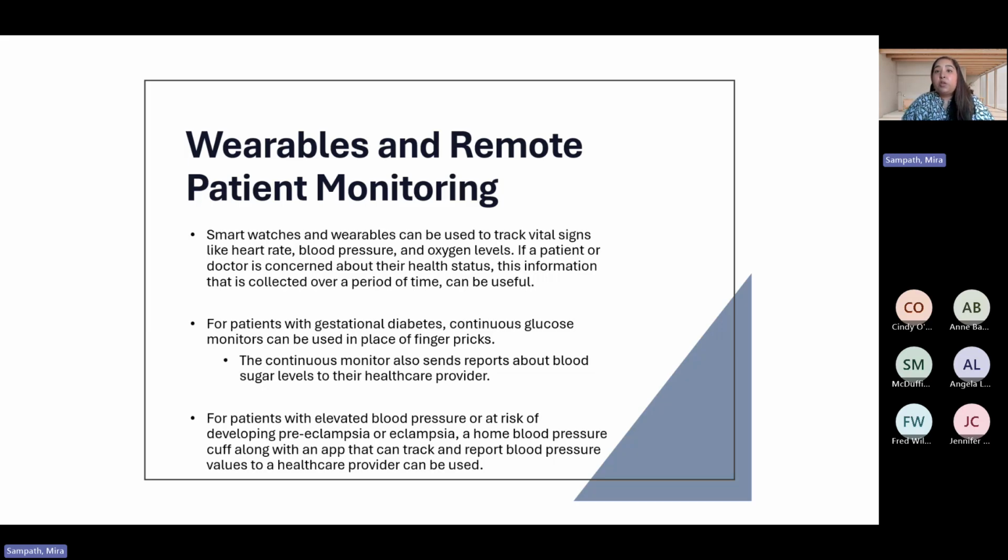For patients with elevated blood pressure or that are at risk for developing preeclampsia or eclampsia, a home blood pressure cuff, along with an app that can track and report the blood pressure values to your healthcare provider, can be used. So again, the wearables aren't necessarily different from the ones that we've talked about. It's more so the context of how they're being used. In this case, that matters and can be really useful.